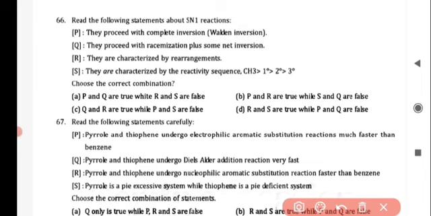So the correct answer for this is option C, that is Q and R are true while P and S are false.